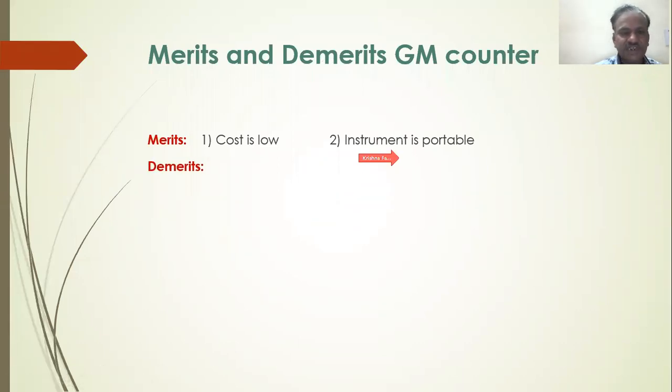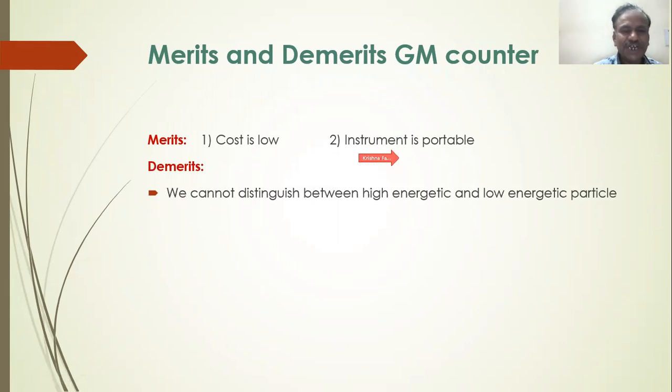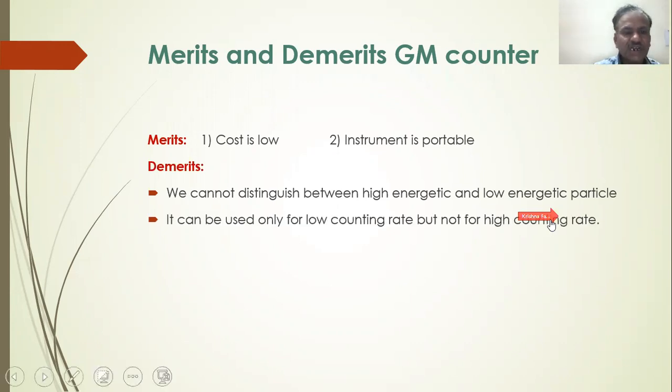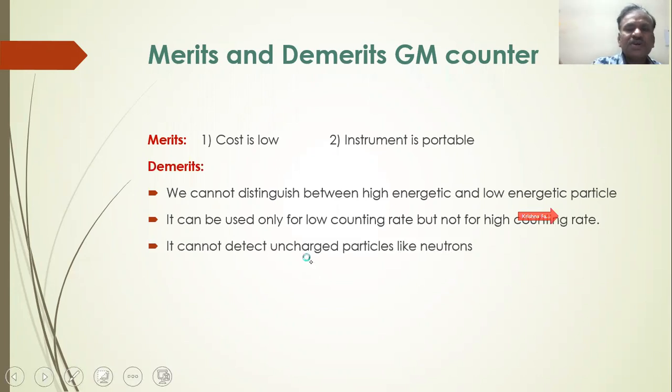What are the demerits? Many demerits are there. We cannot distinguish between a high energetic particle and a low energetic particle. Suppose two alpha particles are entering here; which has higher energy and which has lower energy, we cannot distinguish. It can be used only for a low counting rate, but it cannot be used for a high counting rate.